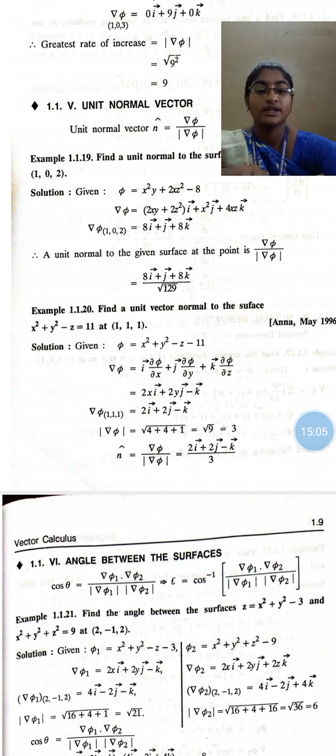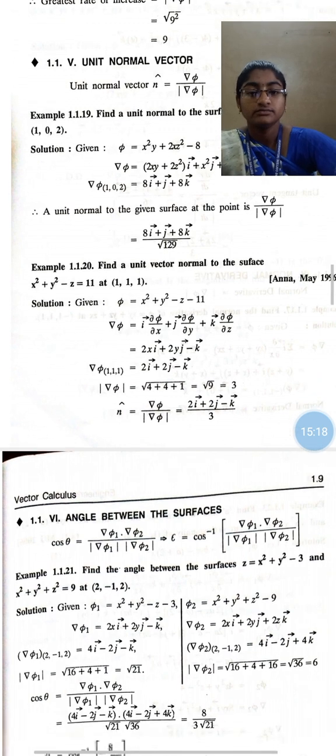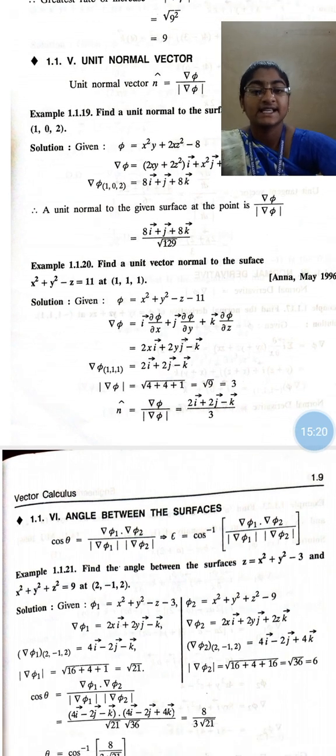Del pi formula is i vector del pi by del x plus j vector del pi by del y plus k vector del pi by del z. So first of all differentiate pi with respect to x, we get 2x i vector. Second, differentiate pi with respect to y, we get 2y j vector. Third, differentiate with respect to z, we get minus k vector. We have to substitute the value of x, y, z, that is 1, 1, 1. We get 2i vector plus 2j vector minus k vector.